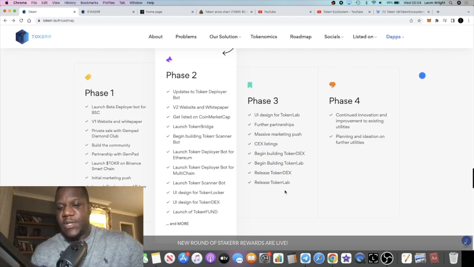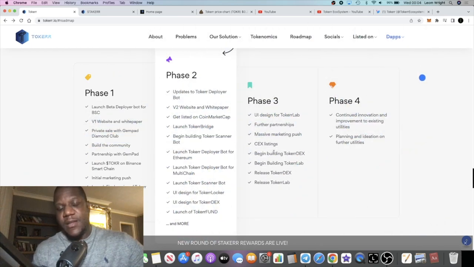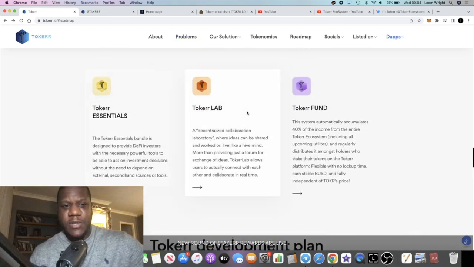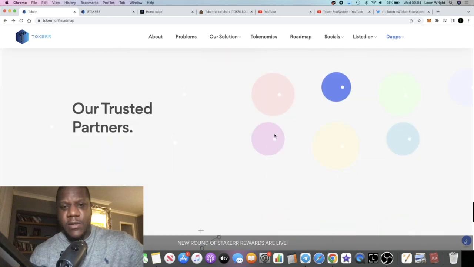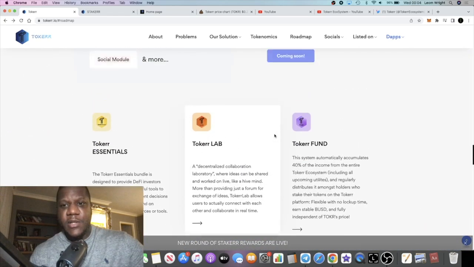roadmap and the white paper and stuff like that, but they do have some Telegram bots. We can actually deploy tokens and do all of that sort of stuff. I do believe that it talks about it somewhere on the website. But yeah, there's some kind of token deployer bot.